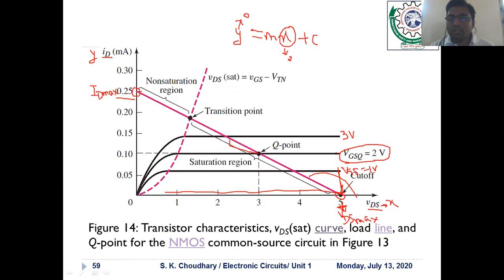Now, what is the term quiescent? It is indicated in this particular graph. The term is quiescent. Okay. And so, what is the quiescent here? Does anyone know about the quiescent point or Q point?